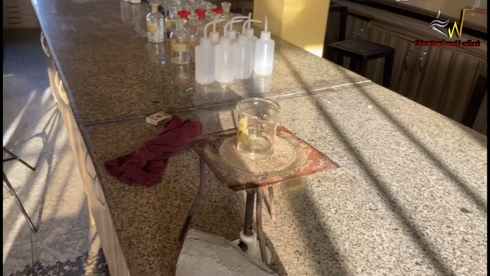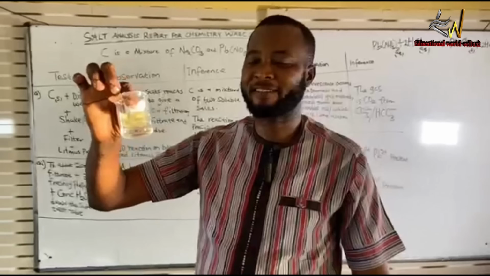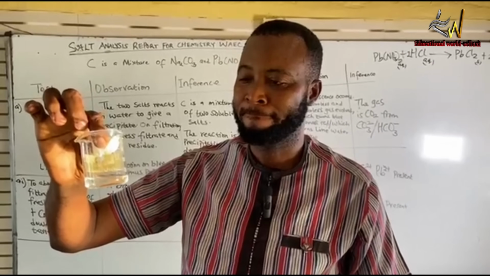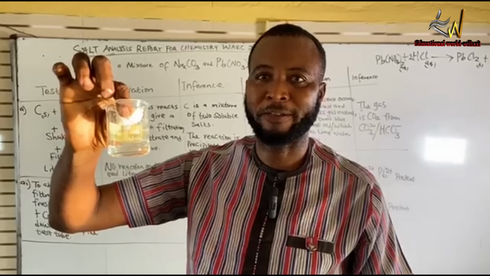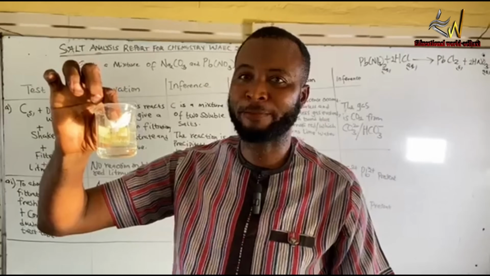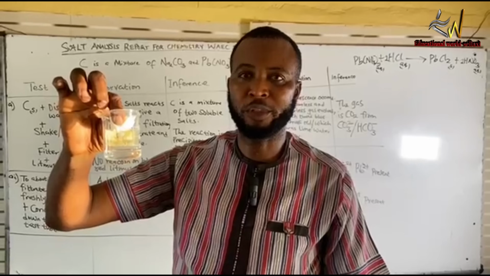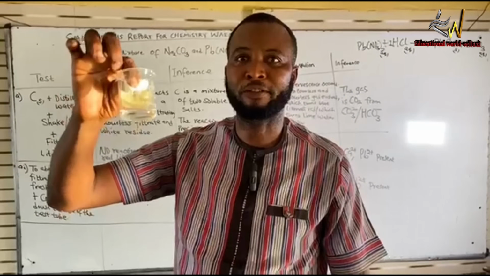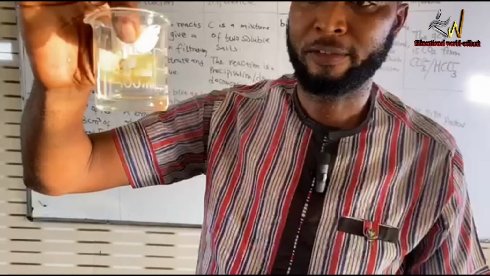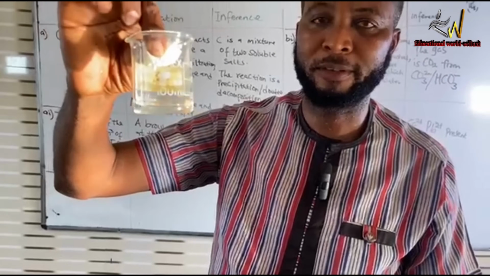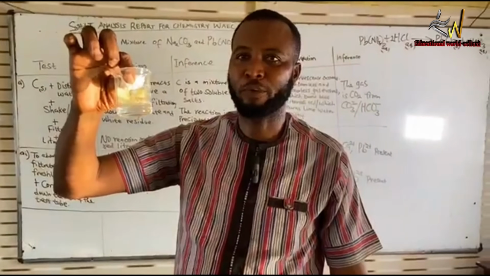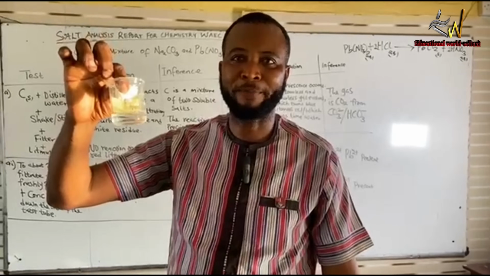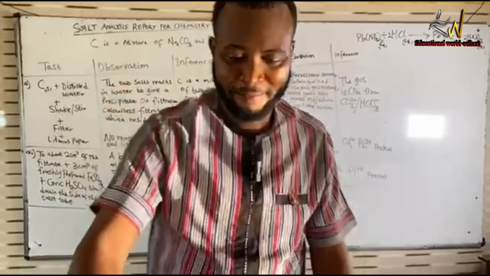I love this. When I added hydrochloric acid to the resulting mixture from B1, this is what I got. The white precipitate that was formed, which is lead chloride solid, has been dissolved on warming. Just watch it. It has been dissolved on warming. Now on cooling, it will reappear. We'll see. On cooling, it will reappear. It's not magic, it's science.